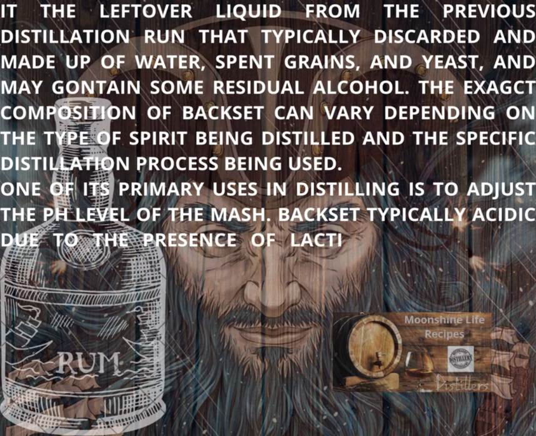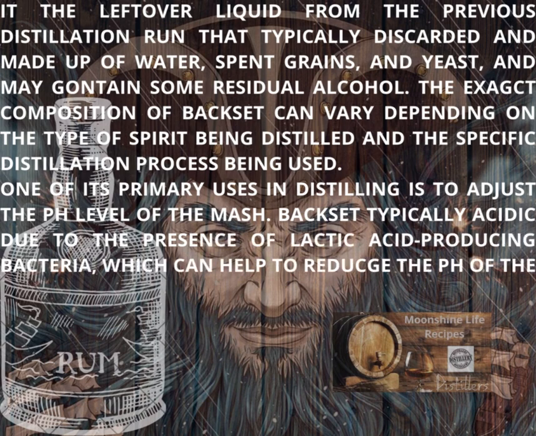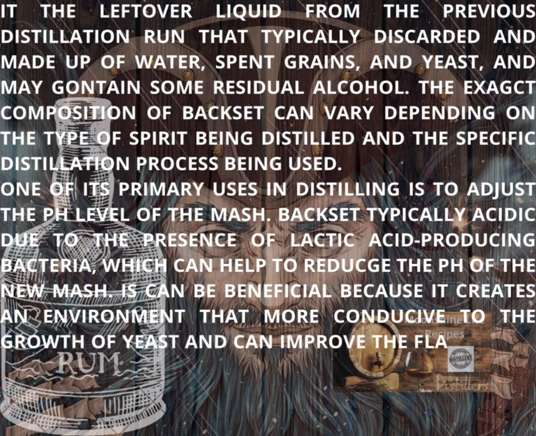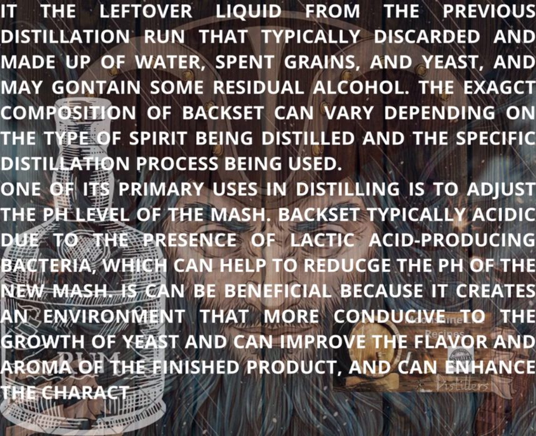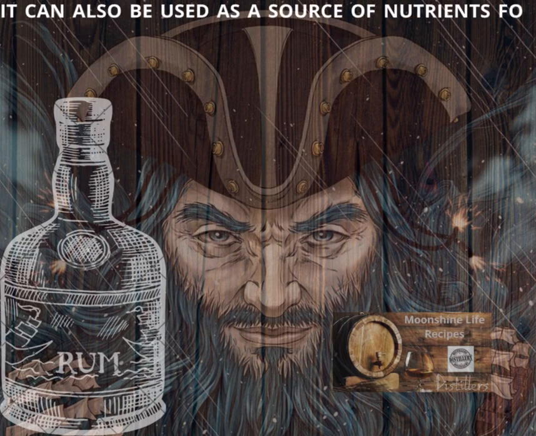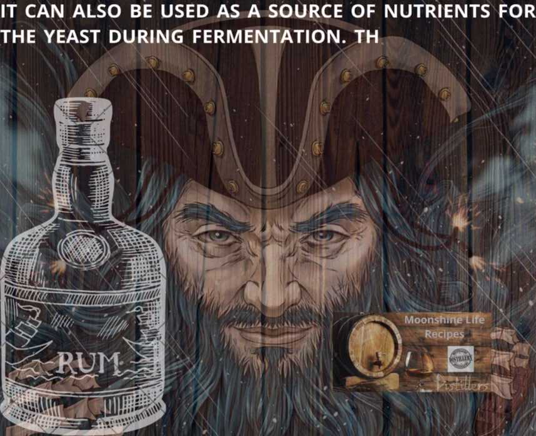Backset is typically acidic due to the presence of lactic acid-producing bacteria, which can help to reduce the pH of the new mash. It can be beneficial because it creates an environment that is more conducive to the growth of yeast, and can improve the flavor and aroma of the finished product, and can enhance the character of the finished product. It can also be used as a source of nutrients for the yeast during fermentation.